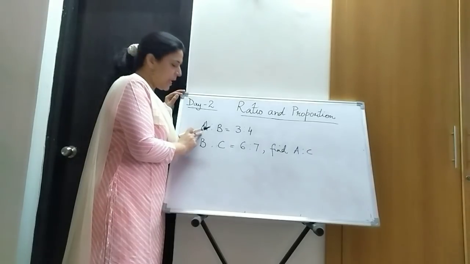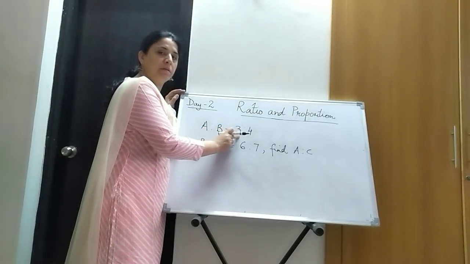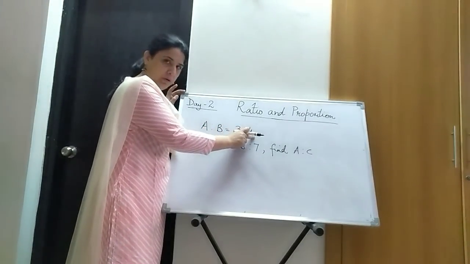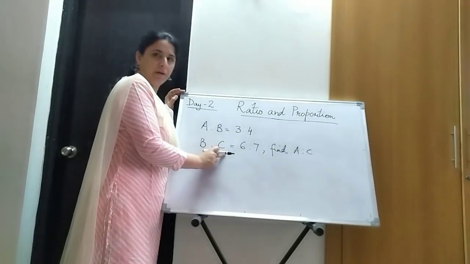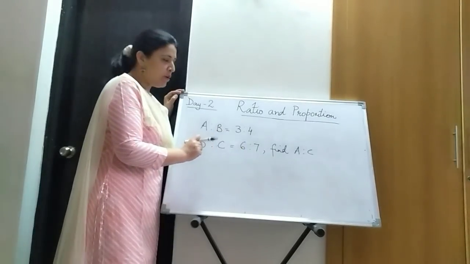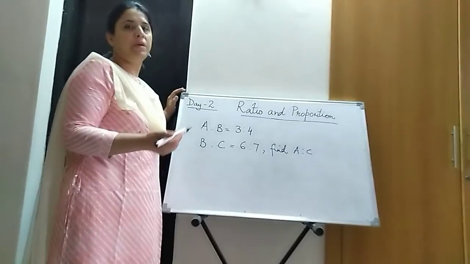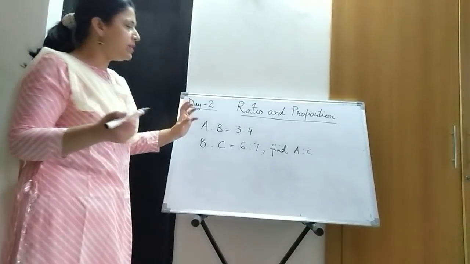Now let's see. A is to B is 3 is to 4, and B is to C is 6 is to 7. You have to find A is to C. Now how can you get A is to C?